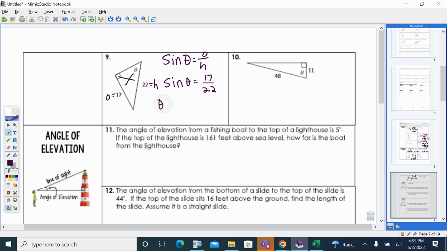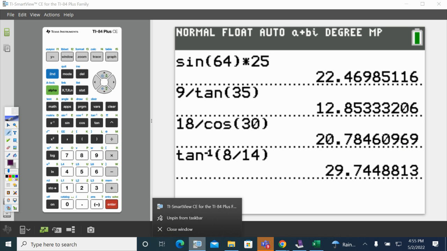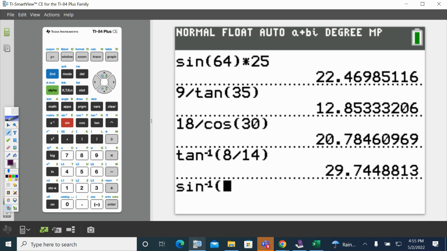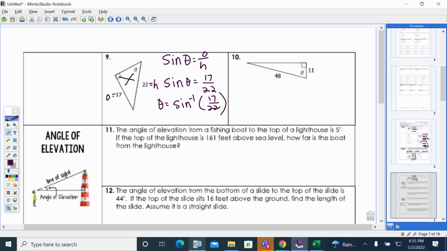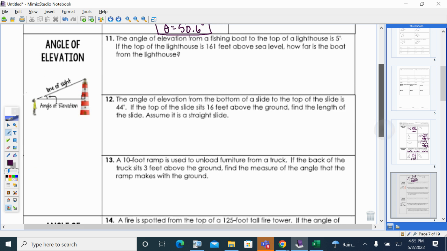And then to find theta, it's going to be the inverse of sine of that 17/22. So inverse of sine, so second sine of the 17/22. And we are going to get 50.6 degrees for theta. So those are your examples for finding an angle measure. Now we're going to talk about angle of elevation.